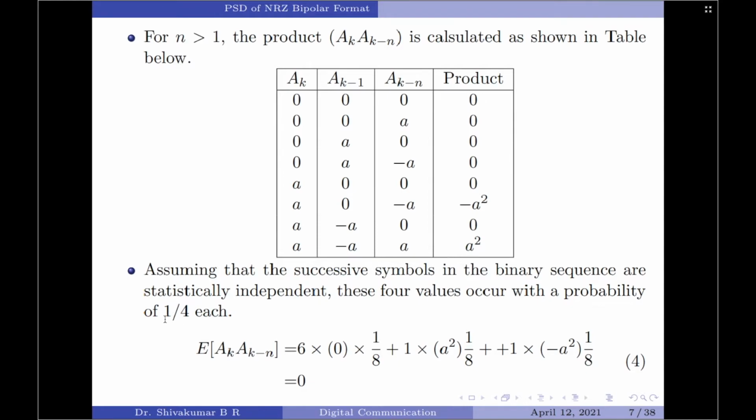Here, I have mistakenly given it as 1 by 4. Please make that correction. This should be 1 by 8.